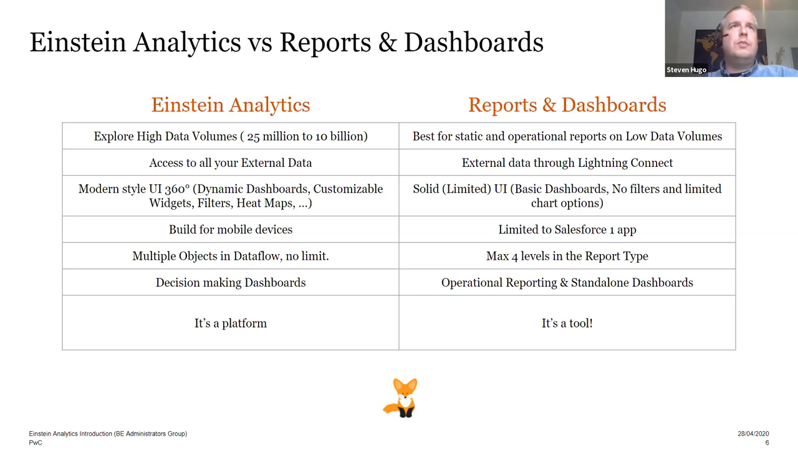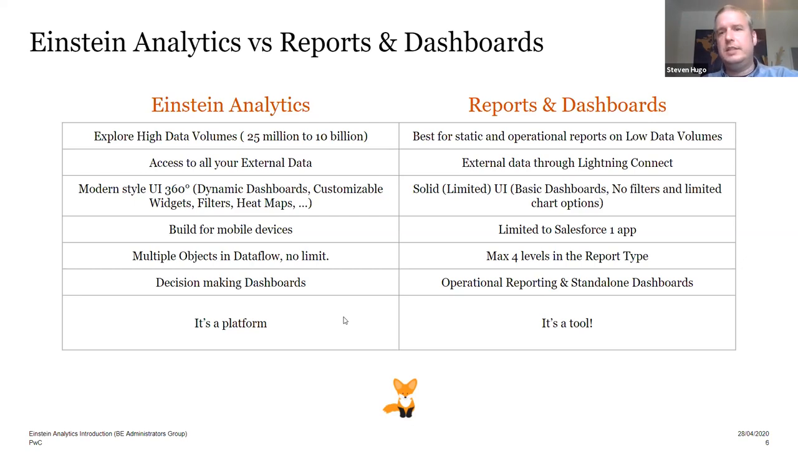You also have another license, which is called Sales and Service Analytics. I only found out about it when I was preparing the slide deck, but I think this is a very basic license to just have some dashboards in a sales app or a service app, and that's up to 25 million. That's why I say 25 to 10 billion. What you can do is buy additional rows. So even if you have an Einstein Analytics Plus license, you can buy additional packages of 100 million rows. So that's about the money.